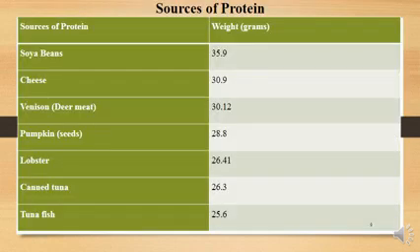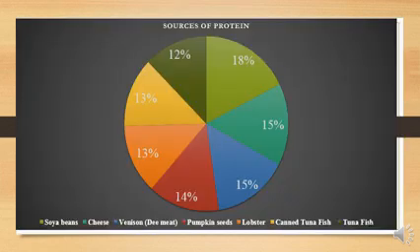Sources of protein: we have soya bean, cheese, venison, pumpkin, lobsters, canned tuna, and tuna. Look at the sources of protein as seen here. We have the soya beans and their different percent.